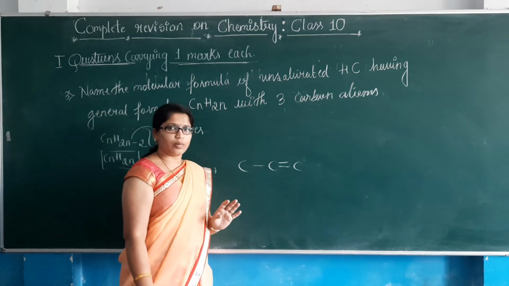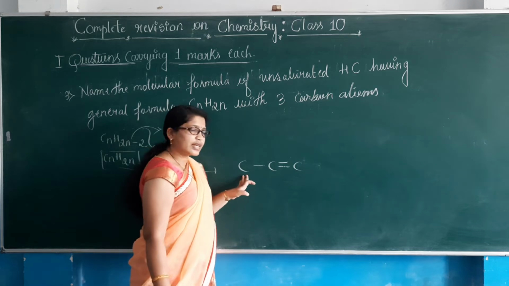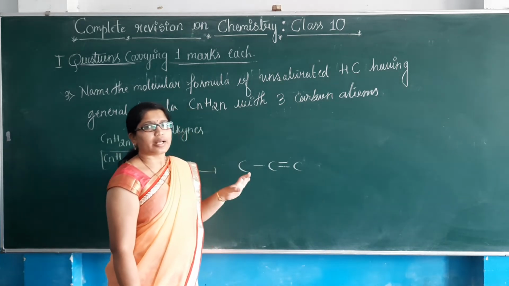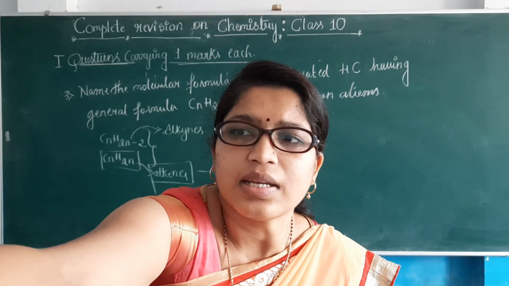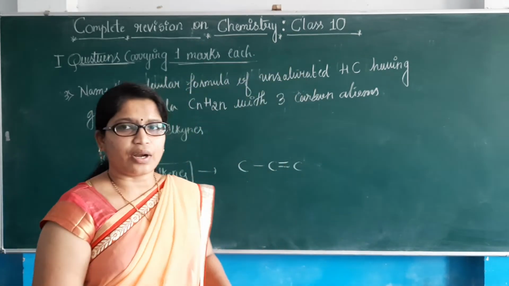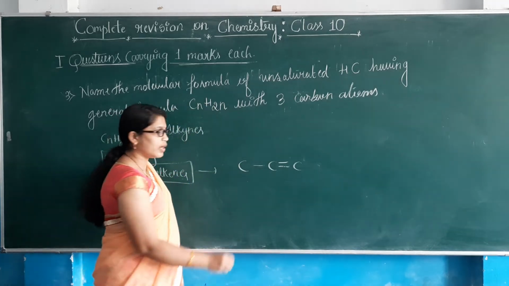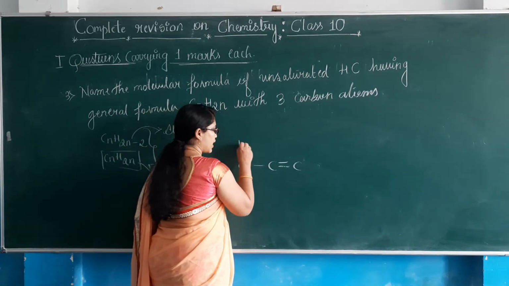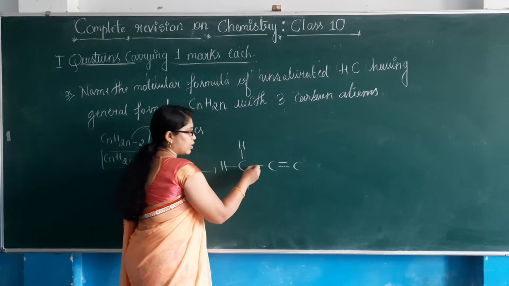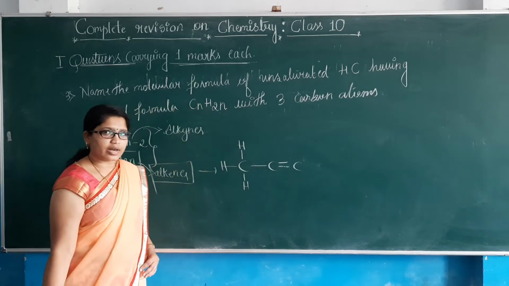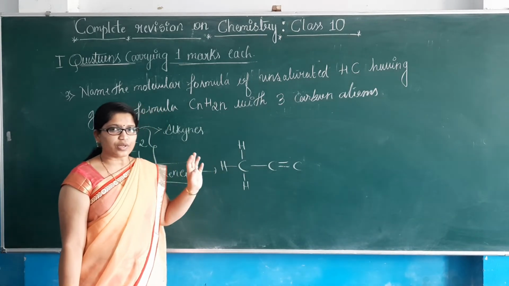Once we write the double bond here, what next step do we have to do? We have to satisfy the valency of all the carbon atoms present here. How to satisfy the carbon atoms' valency? Just by putting hydrogen atoms. For this carbon to be 4 bonded, how many hydrogen must I add? 1, 2, 3. The 4th bond is already present. So I add 3 hydrogen atoms for this carbon.